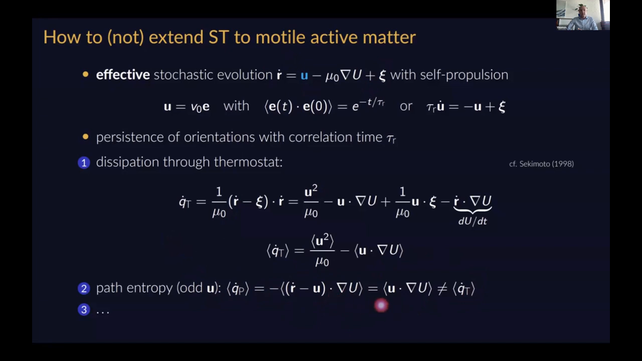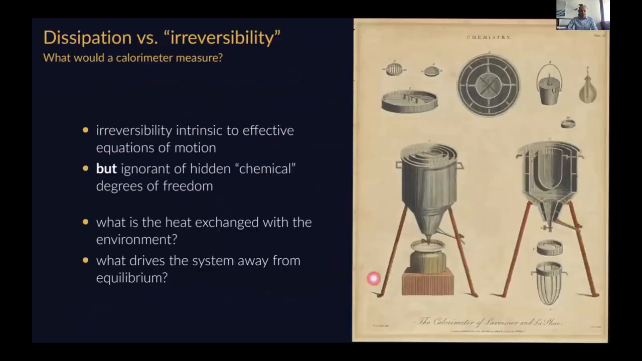You take the average, again, in a steady state, and you already see that this is different if it's applied to these types of equation, and this is different from what you would get from the dissipation through the thermostat. So you don't have this term, and at the same time, there's a minus sign here.